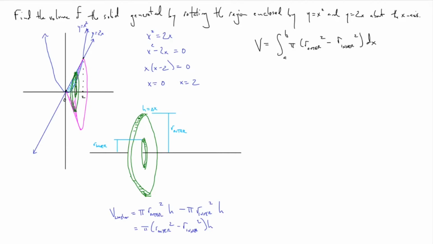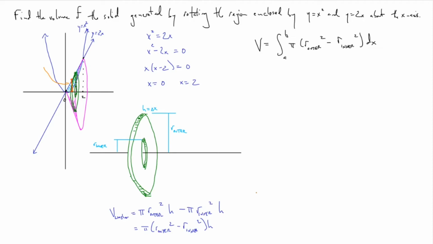And since we're rotating about the x-axis, the radius is always going to be the distance from the x-axis to the point on the curve. And although it's gotten a little bit crowded and hard to see, hopefully you can see that the outer radius is this red line right here, the distance from there all the way down to the x-axis.